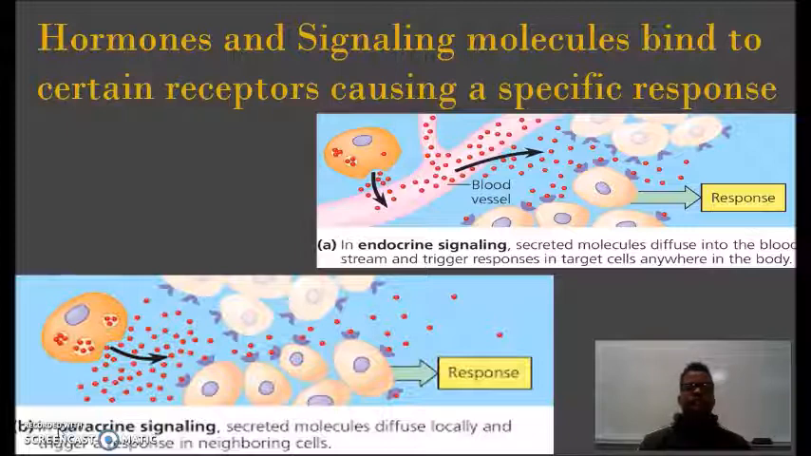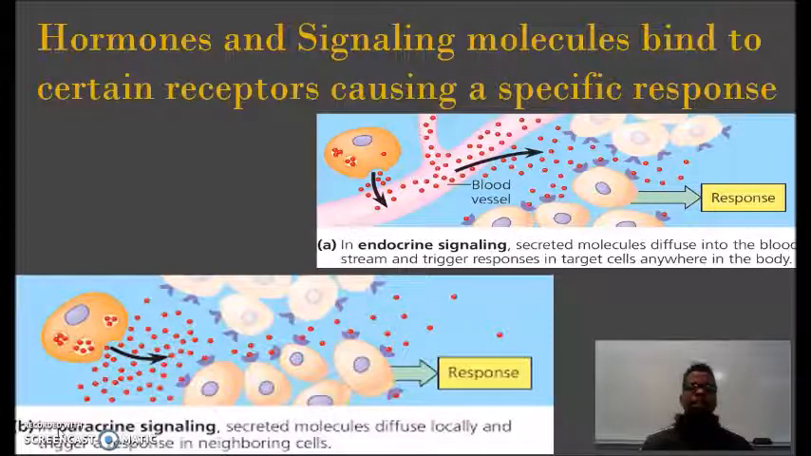The next 2 types are paracrine and autocrine signaling. These 2 types of signaling are secreted with local regulators. They're molecules that cover short distances, and they reach their target cell mainly through diffusion.